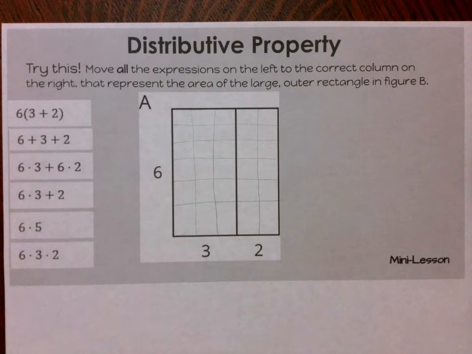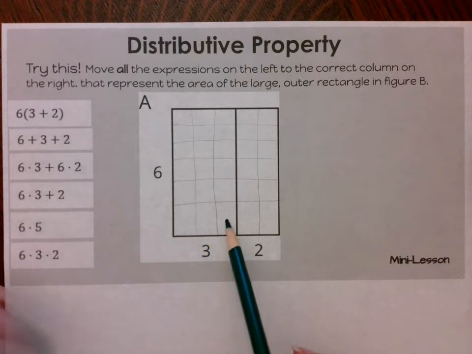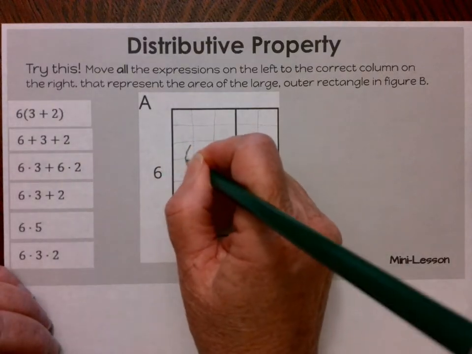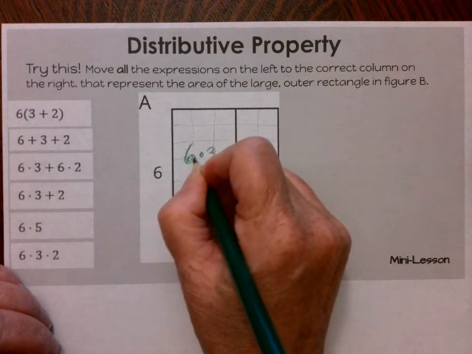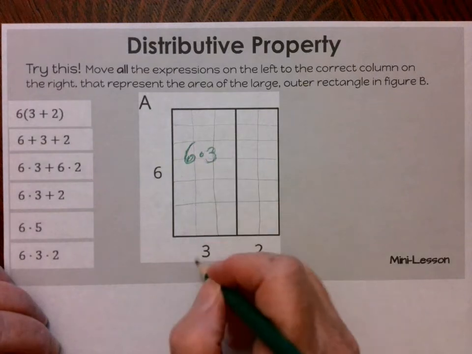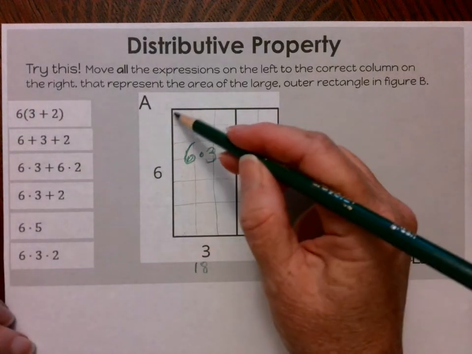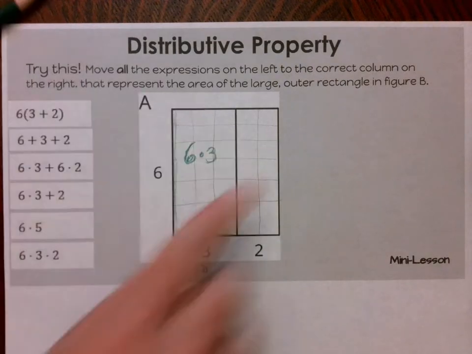Okay? So if I were to count all of that, I would say 1, 2, 3, 4, 5, 6, 7, 8, 9, 10, 11, 12, 13, 14, 15, 16, 17, 18. Okay, but that's a lot of counting, right? The other way to do it is I could say this square would be 6 times 3, right? And what is 6 times 3? That is 18. So that means this rectangle is 18 squares. We counted it, and then we multiplied it, we confirmed it.